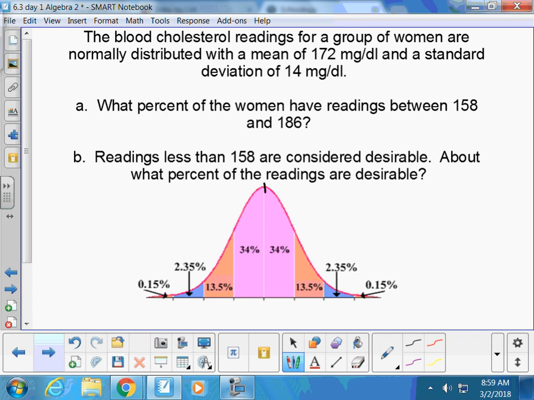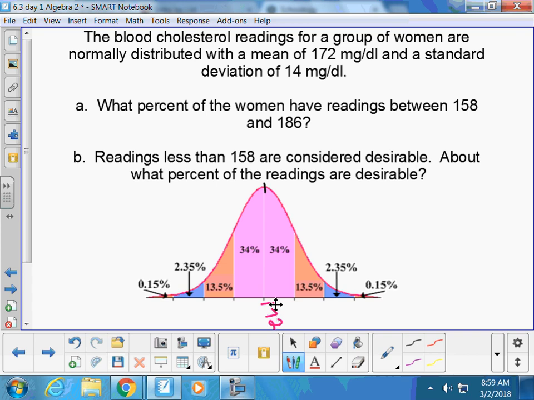The blood cholesterol readings for a group of women are normally distributed with an average of 172. What I would do with that number right about now is put that 172 right here in the center. That's where your average number goes. It has a standard deviation of 14. That's going to allow us to put the other numbers onto this chart. So my line that's one slot to the right would be 1 deviation to the right.